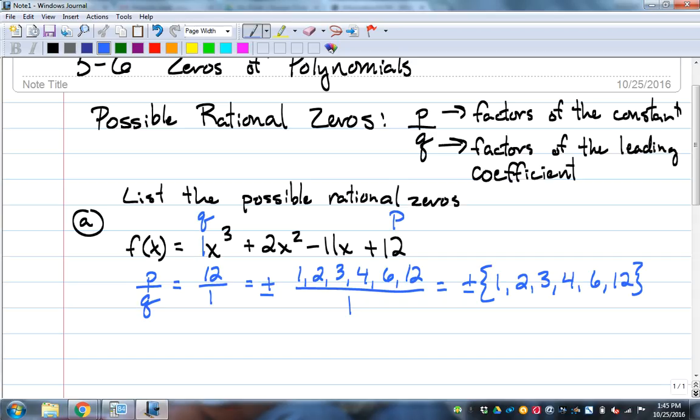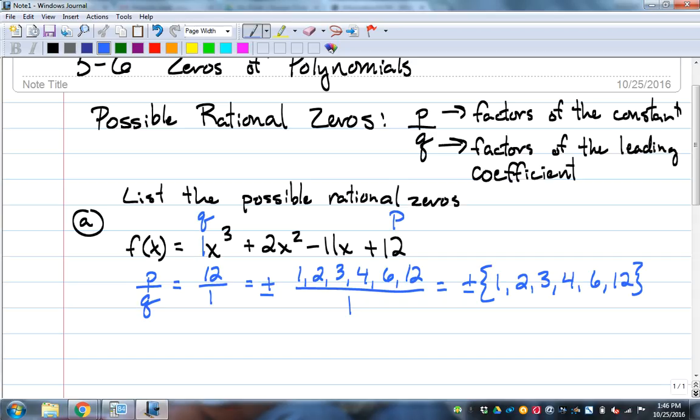Now, will all of them work? Not very likely. How many answers should this polynomial even have? 3. Why? The highest exponent is 3, so the most that we could have would be 3. That doesn't necessarily mean that all 3 of them come from this list. It's very likely that at least one of them does. Okay, and we'll get into actually doing that in just a little bit.